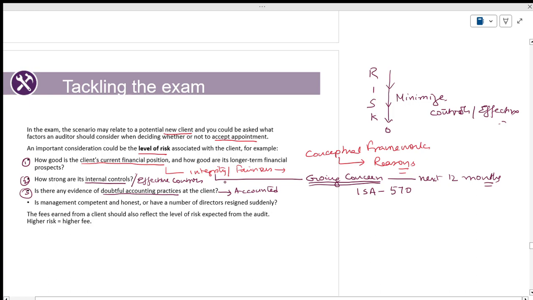Got my point? Very simple message. It has to be accounted. It has to be done through the legal channels. If you find doubtful accounting practices, definitely the level of risk will increase.